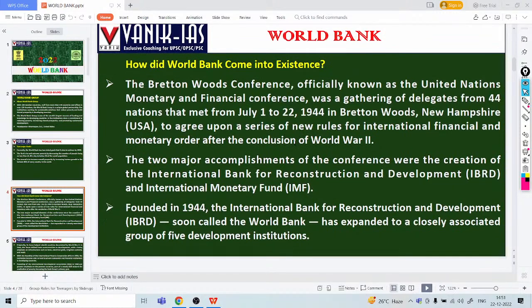Going to the background, as I told you, the World Bank has its genesis in the Bretton Woods Conference, officially known as the United Nations Monetary and Financial Conference. Bretton Woods is a place in USA. The conference was a gathering of delegates from 44 nations that met from July 1st to 22nd in 1944 in Bretton Woods, New Hampshire, USA, to agree upon a series of new rules for international financial and monetary order after the conclusion of World War II.